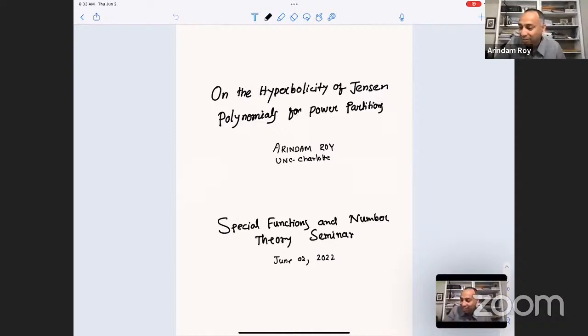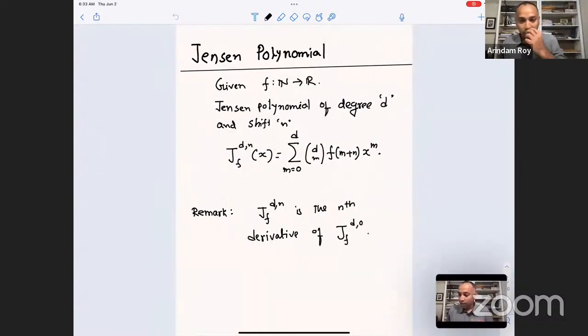Thank you, Atul, for giving me the chance to talk in this seminar, and thank both Atul and Gaurav for inviting me. I'm going to talk on the hyperbolicity of Ensign polynomials for power partitions, and this is work with one of my students. Let me get to the talk and try to explain the background and why this work is interesting.